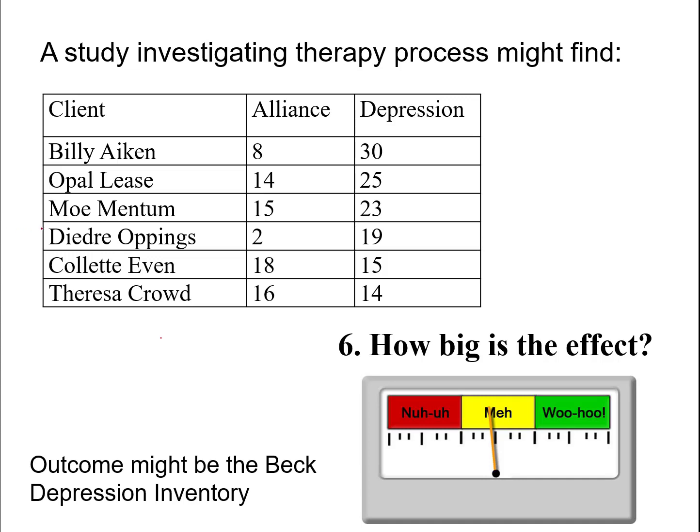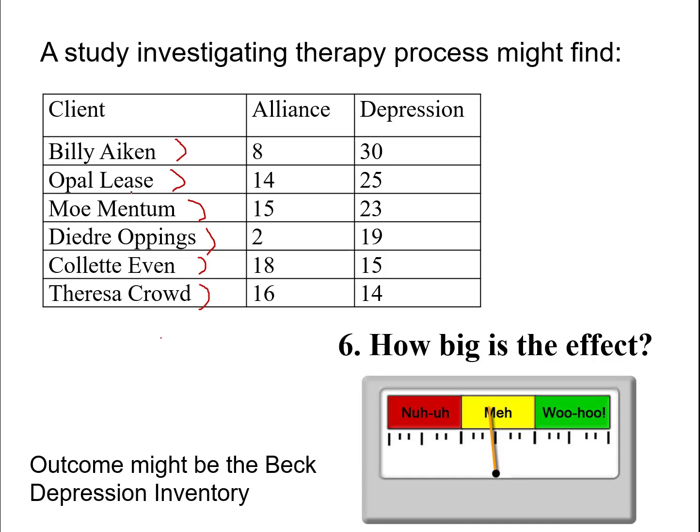So we could test this in a study. This would not be a clinical trial. This would actually be a type of correlational research where we get a sample of people, and maybe get a sample of people who are all experiencing depression. And I have these people here. It's kind of silly names here. I didn't come up with these names. Got them someplace else. But we have Billy Aiken, Opalese, and Momentum, and Deirdre Oppings, and Call It Even, and Three's a Crowd. So we've got these 6 people here, and maybe they're all experiencing depression.